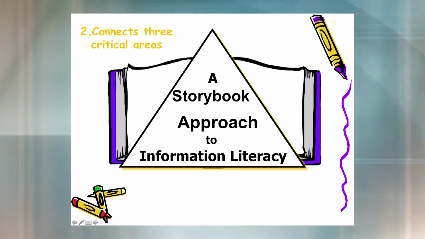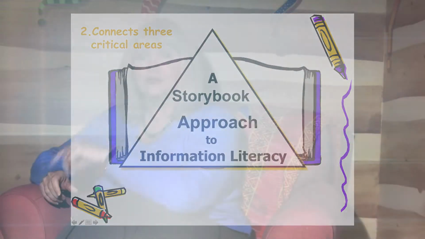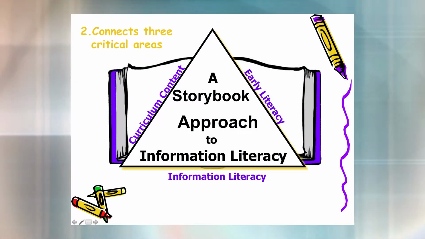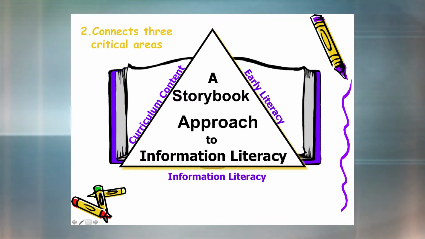Number two, it works toward the goal of information literacy by seamlessly bringing together three critically important areas: curriculum content, early literacy skills of reading and listening, writing and speaking, and specific information literacy skills. Let me give you an example. The Hungry Caterpillar by Eric Carle is often used in conjunction with a science unit. It might be a good way to start a unit on the life cycle of a butterfly. So that would be the content connection, the curriculum connection.